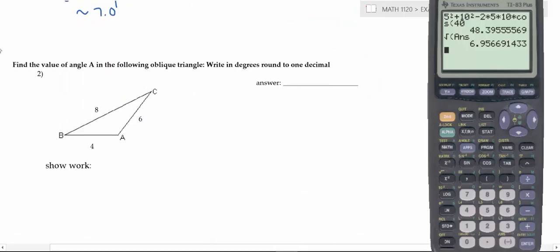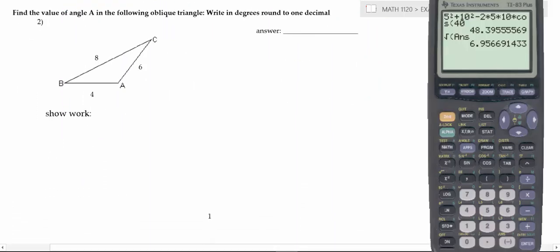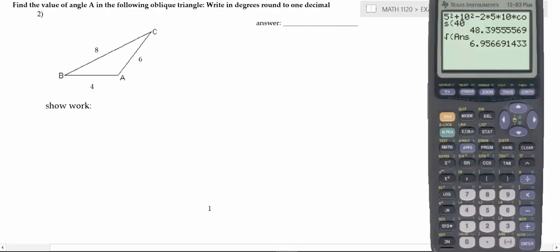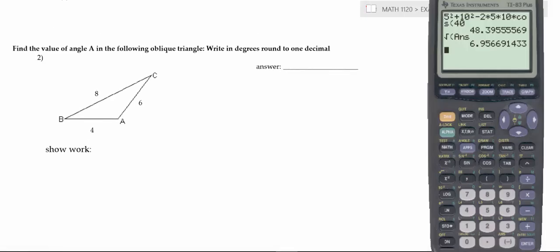Okay, now the next thing we're going to look at is problem number 2. We want to, first of all, see what situation we have. This problem, you're just asked to find the value of angle A. So this time, what you're given is all three sides, and anytime you're given all three sides, the side-side-side case, again, this is going to be law of cosines.